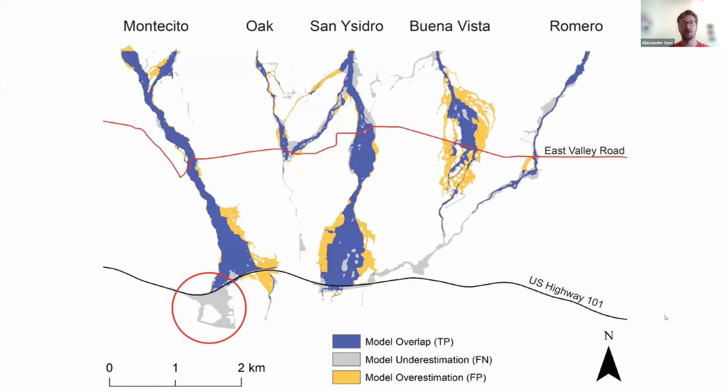If we just look at how the model performs, just looking at extent of inundation, we can see this is how the model performs when calibrated to the entire 5 watershed data set. Areas in blue are areas that are reproduced accurately by the model, while areas of gold and gray are areas of model overestimation and underestimation, respectively, relative to observed extent of inundation.